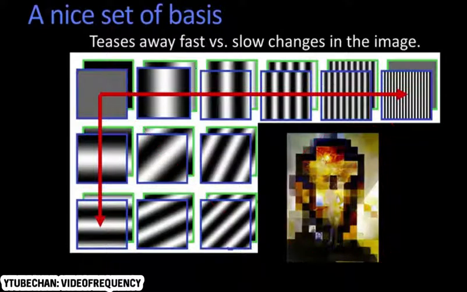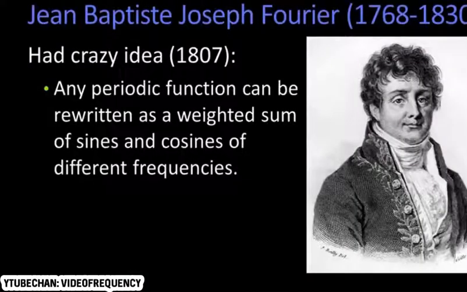Now this particular basis set has a name, okay? It's referred to as the Fourier basis, or Fourier decomposition. And it's named after Jean-Baptiste Joseph Fourier. So he had a crazy idea in 1807, that any periodic function, that's a function that repeats, could be rewritten as a weighted sum of sines and cosines of different frequencies. In other words, you could make any repeated pattern, doesn't matter what it looks like, as long as it eventually repeats, using sines and cosines.